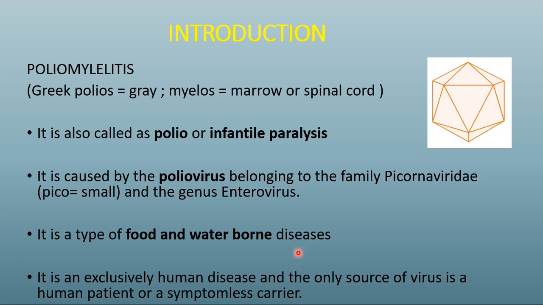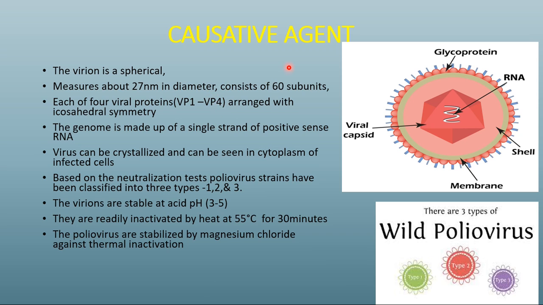Coming to the carrier, the one that transmits the disease is only the human. That means the infected patient or the symptomless carrier transmits this disease from one person to another. So it is an exclusively human disease. And then coming to the causative agent, that is the virus.